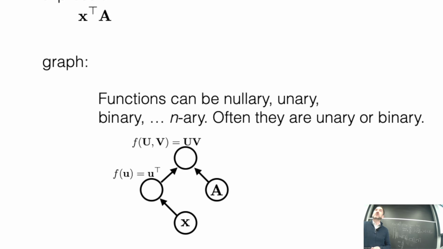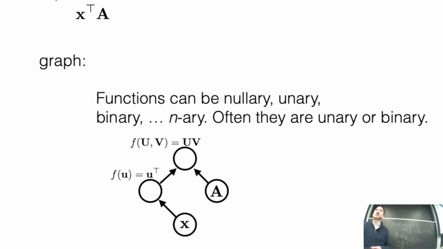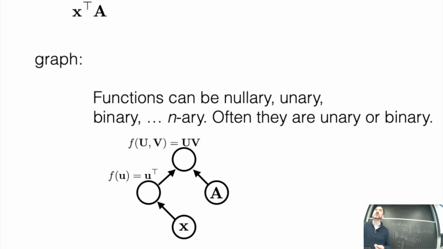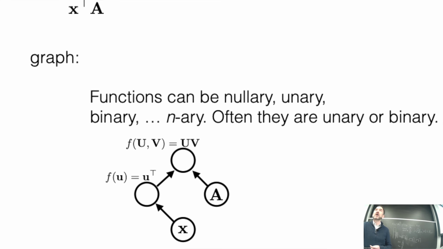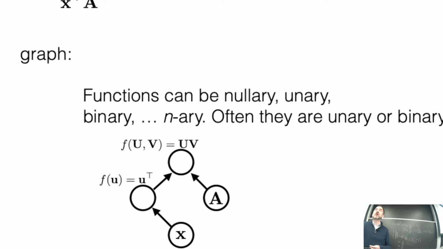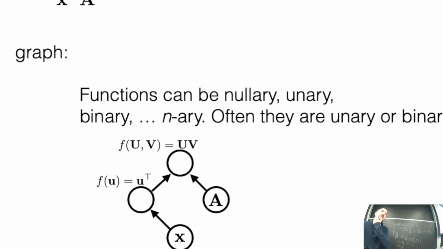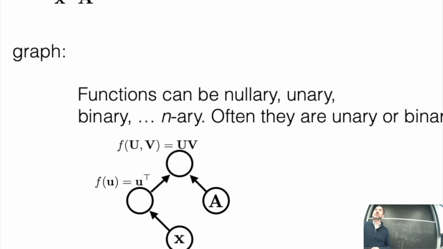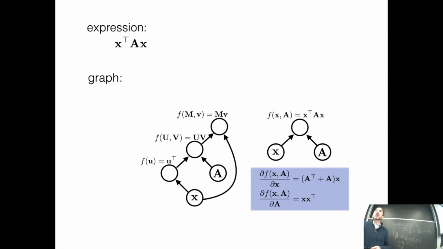And functions can be basically arbitrary functions. They can be nullary, unary, binary, n-ary, often unary or binary. And computation graphs are directed and acyclic. One important thing to note is that you can have multiple ways of expressing the same function. This is actually really important as you start implementing things.